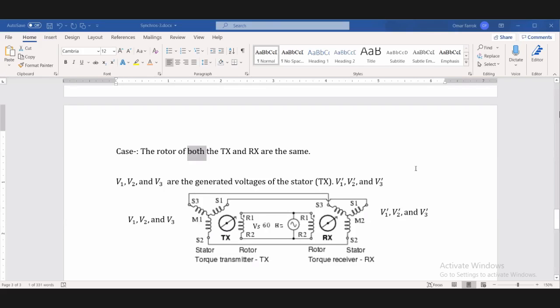Case 2, the rotor of the transmitter and the receiver are not the same. The rotor of the TX and RX are not the same.